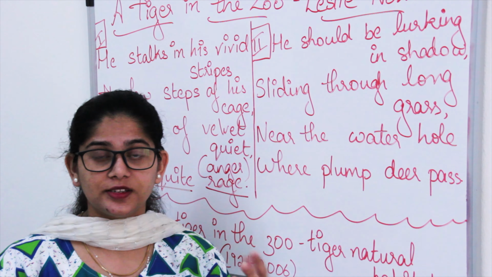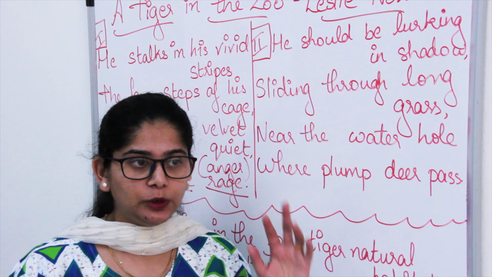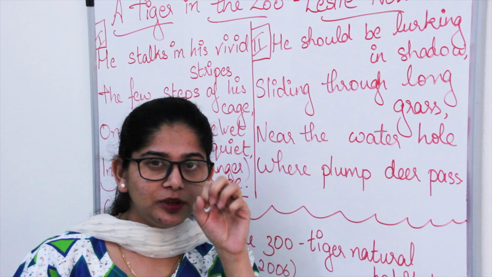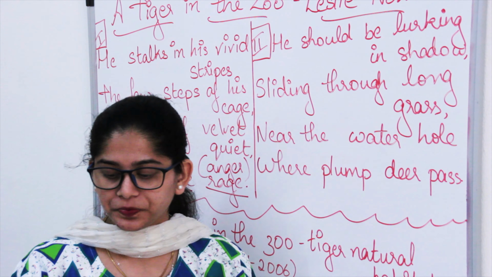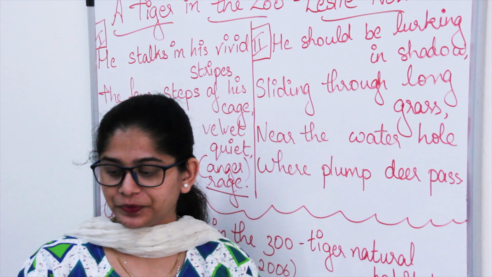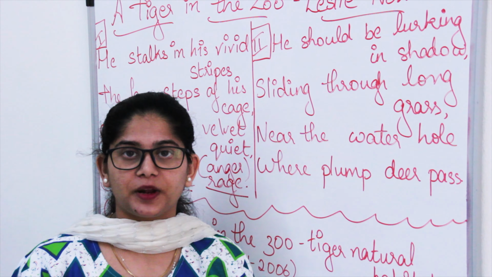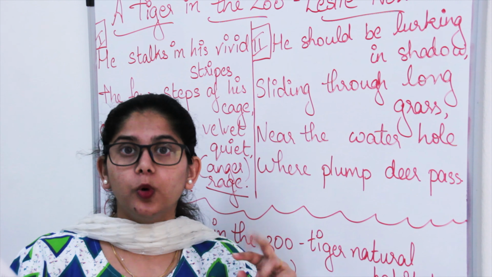So if this tiger who's in the cage was in the forest, he would be sliding in the long grass, and what would he be doing? He'll be just hiding there, waiting for the prey or looking for the prey. It's P-R-E-Y, prey. Okay, who's about to die. Where the plump deer pass. Plump means what? The fat. Okay, literally the fat deer would pass.